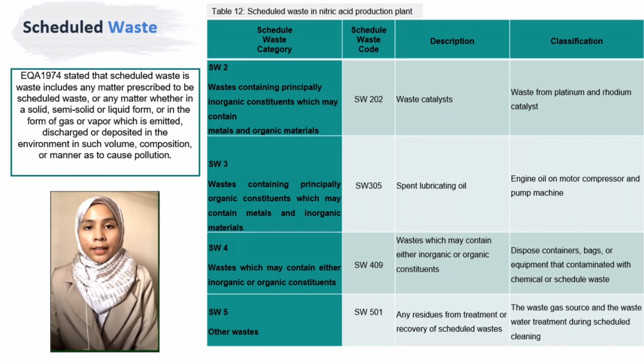Next, waste sludge, coded as SW204, is generated at the end of the catalytic converter, whereby the catalyst is formed in a solid cake. The spent lubricating oil, coded as SW305, is generated from machines that require motor or compressor, which is used to smooth the process in the system.